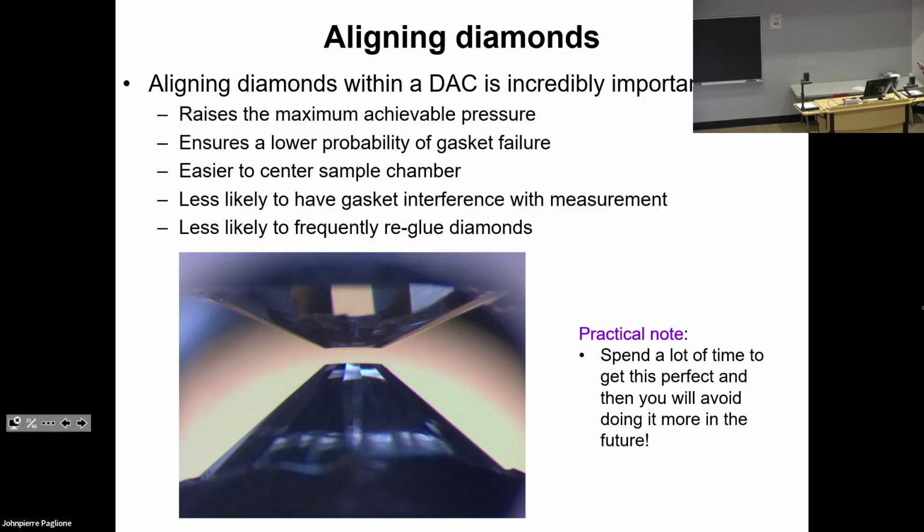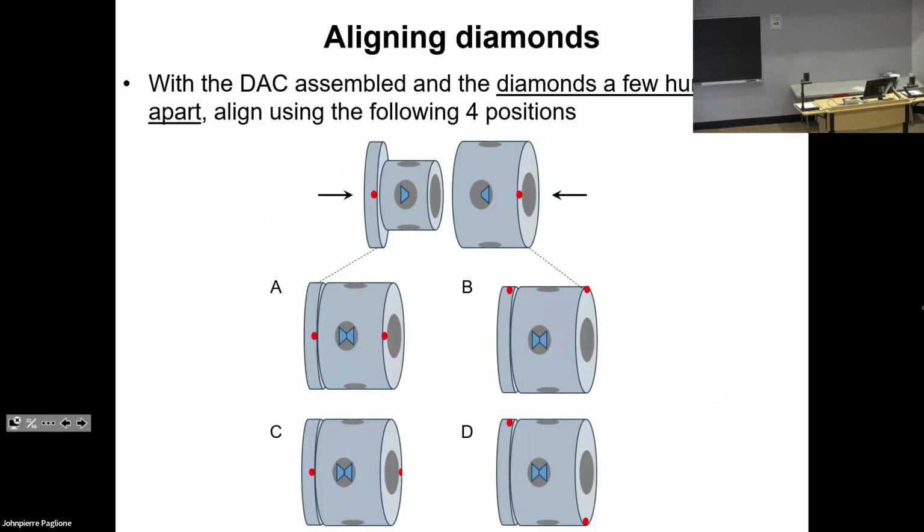You should take my word for it that this is aligned, but actually, if we wanted to really know that this is aligned, we would have to look at it from a lot of different angles. So the way I typically would do this is consider 4 different positions. I've tried to schematically draw this here and keep track of these red dots. I literally with a Sharpie would mark the 2 different halves of my diamond anvil cell, my piston and my cylinder, with a 12 o'clock mark to keep track of the orientation of the diamonds relative to each other.